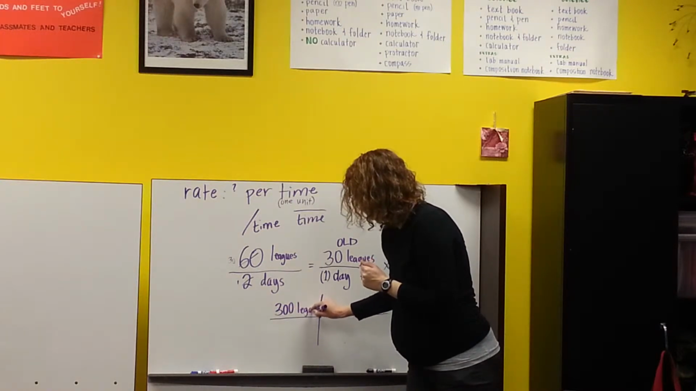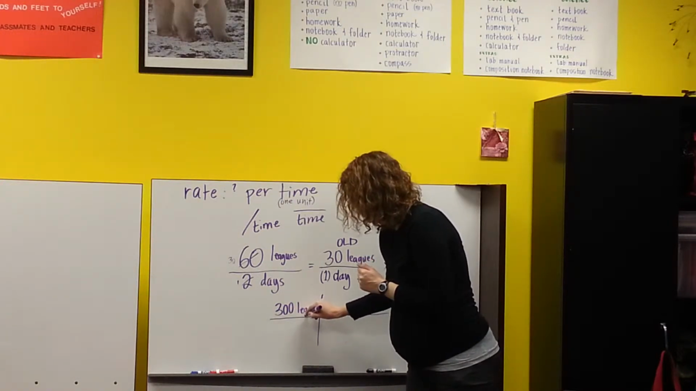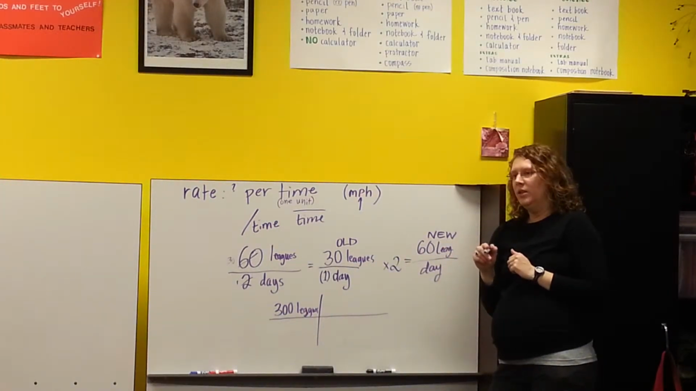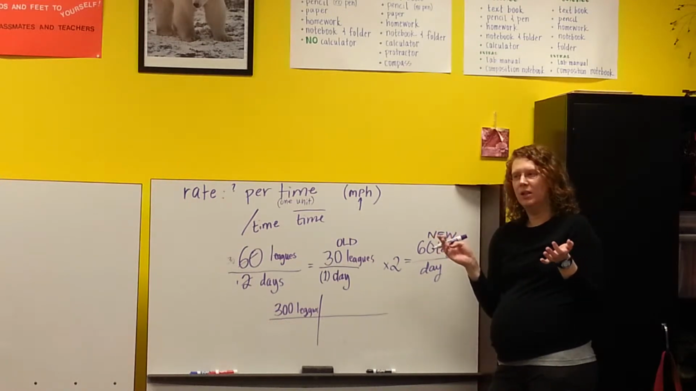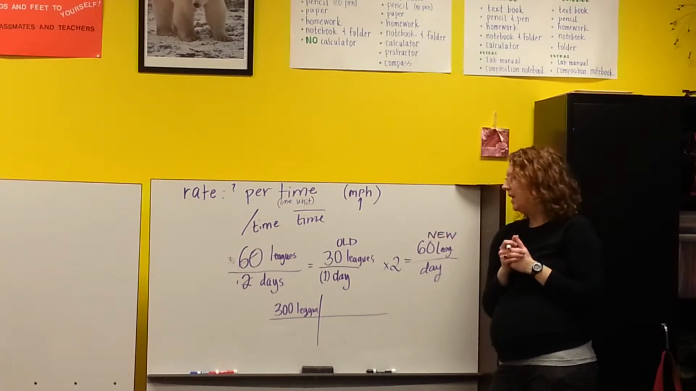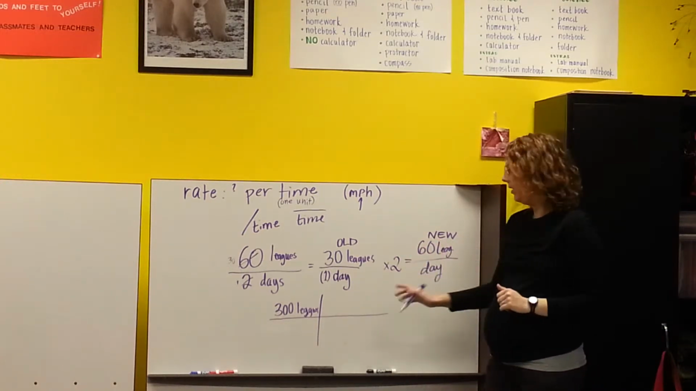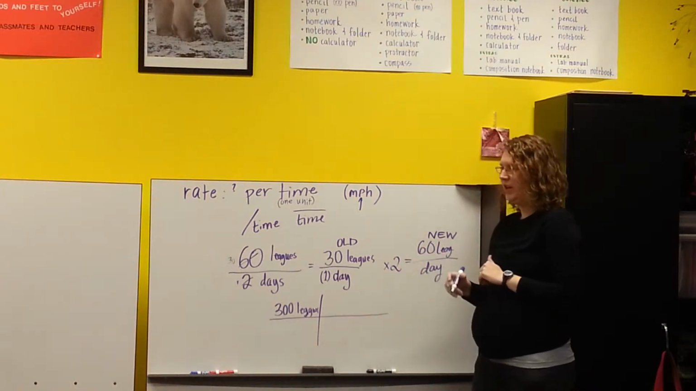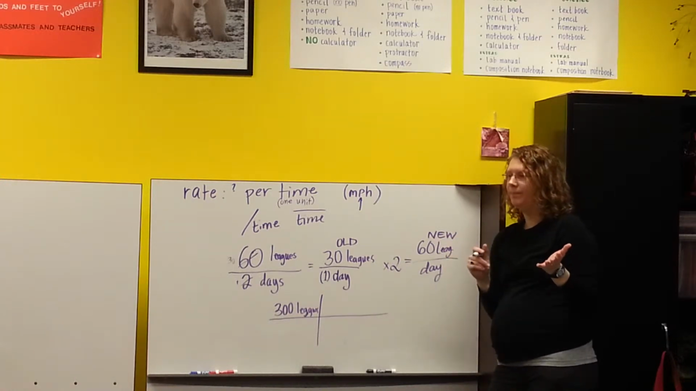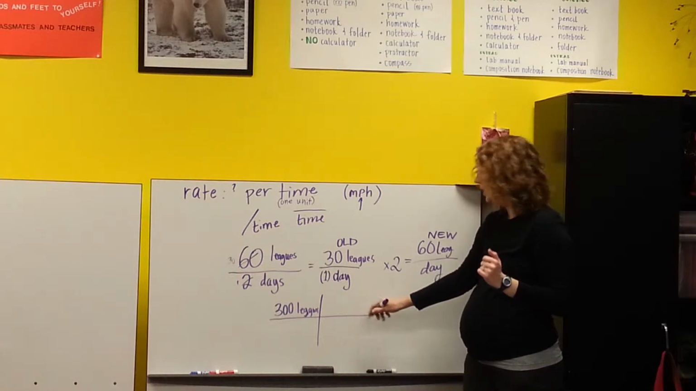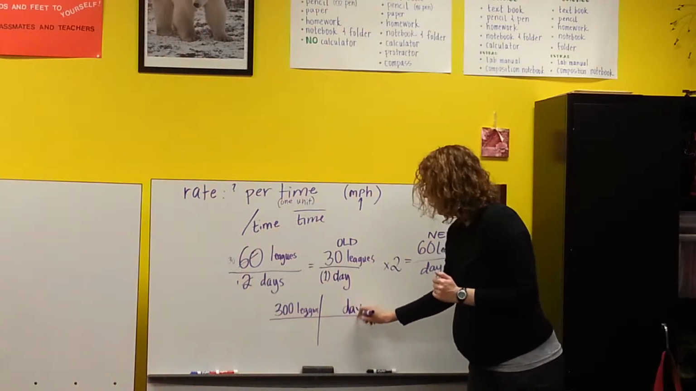Okay, so 300. Leagues is a funny word to spell. Okay, so 300 leagues. Okay, and now, Destiny, we said we're going to use which rate? The new one, exactly. So 60 leagues is on top. How am I going to plug my new rate into the second part of my table here in order to figure out how long it took him? Switch it around. So what goes up here? A day. Good. And what goes at the bottom?